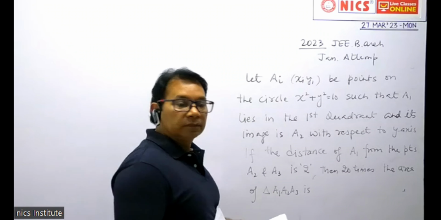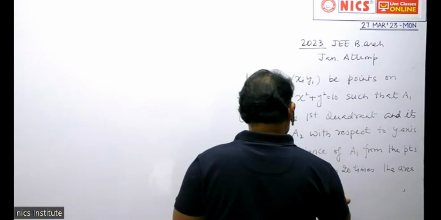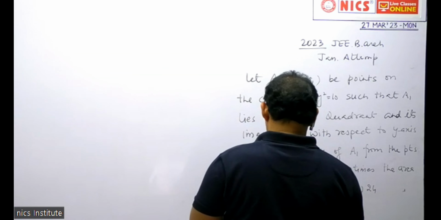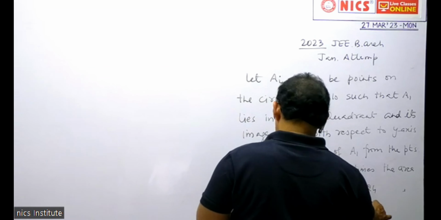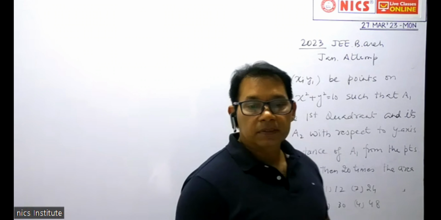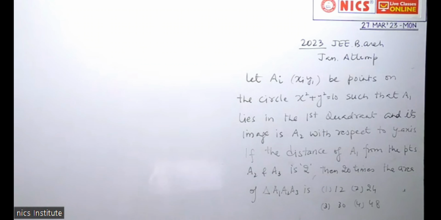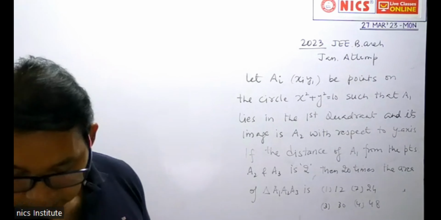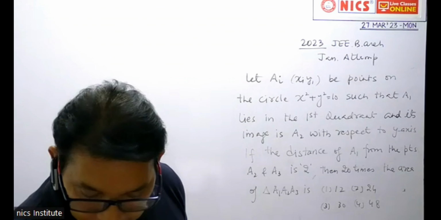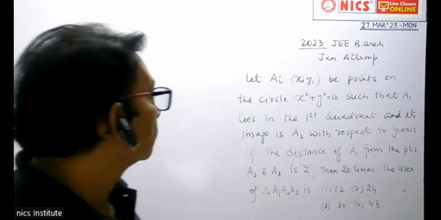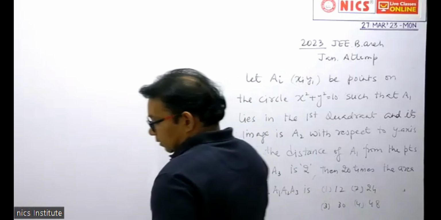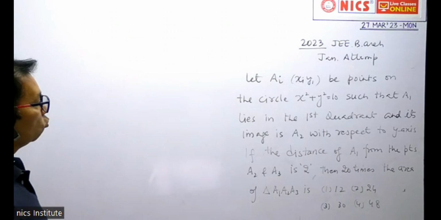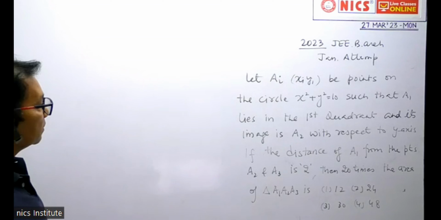This is a question, and the options are 12, 24, 30, and 48. This is the question of the January attempt paper, and you have to get the answer to the question. The circle has center at the origin. Radius is root 10. A1 lies in the first quadrant.